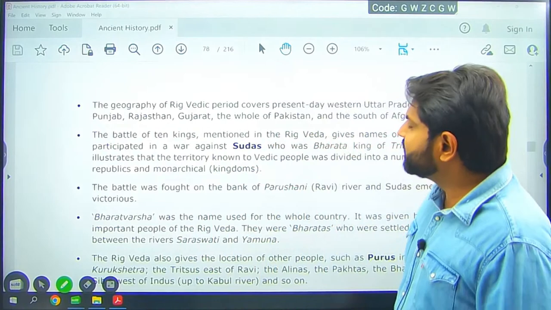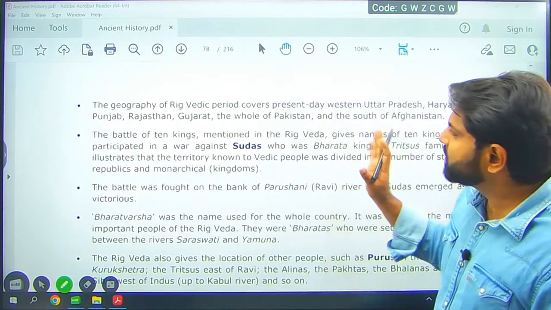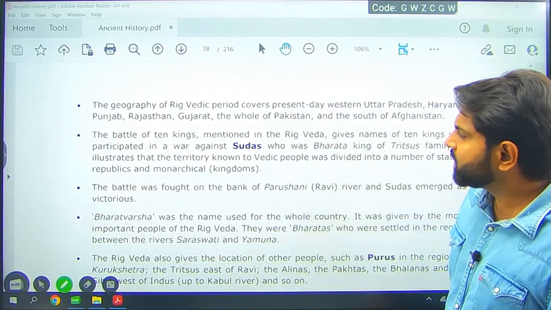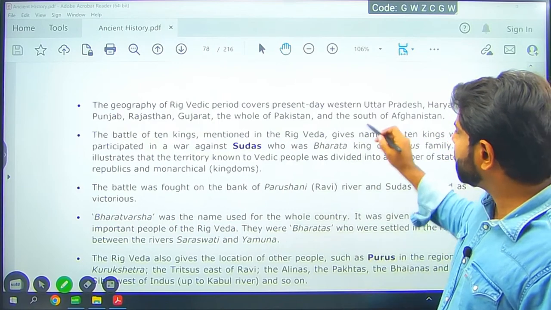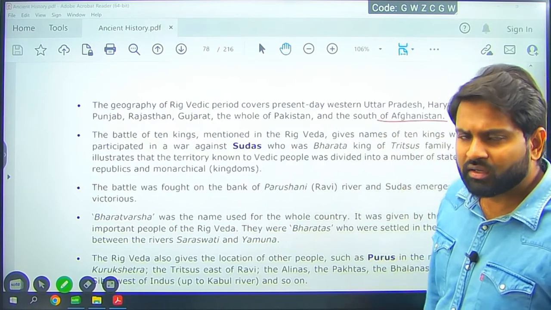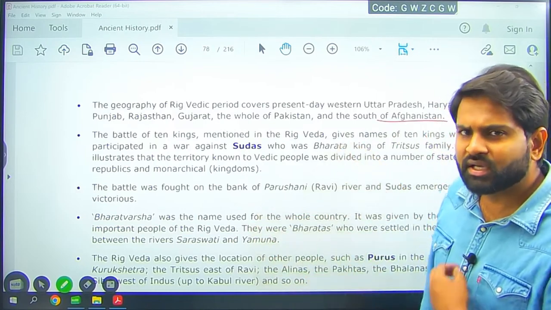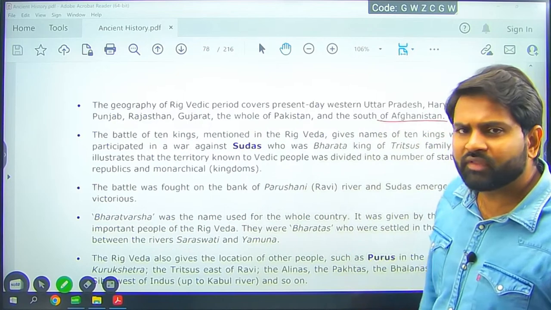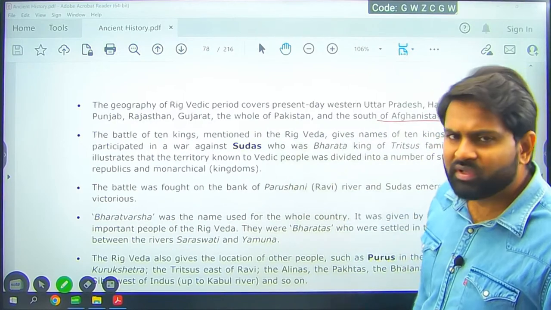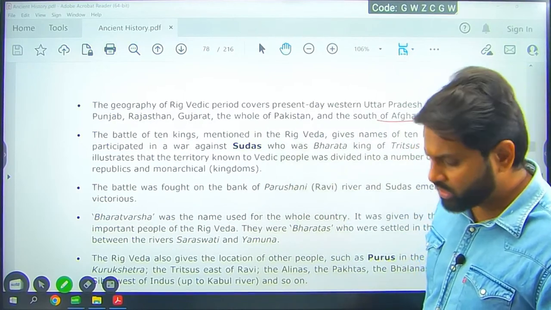The geography of the Rigvedic period covers present day western Uttar Pradesh, Haryana, Punjab, Rajasthan, Gujarat and the whole of Pakistan and south of Afghanistan. So in the subcontinent, these are the different states in the country and the other parts of the world to which this particular Vedic civilization extended.